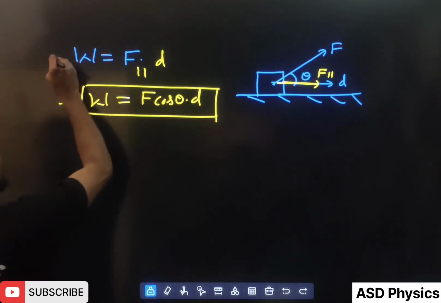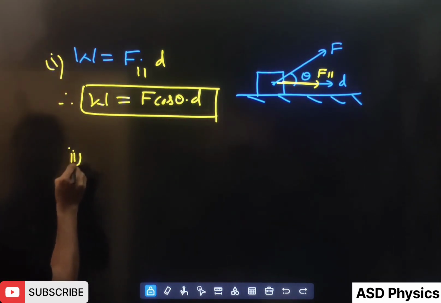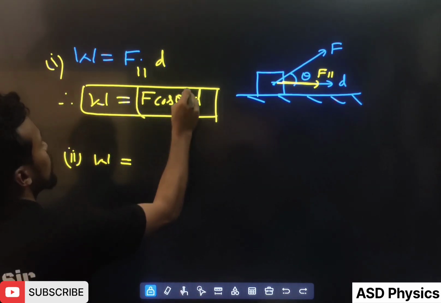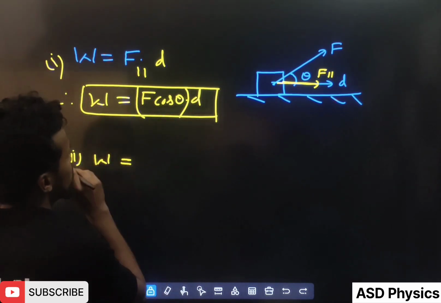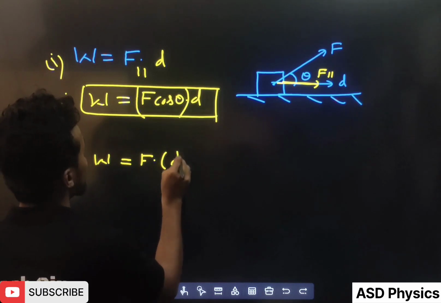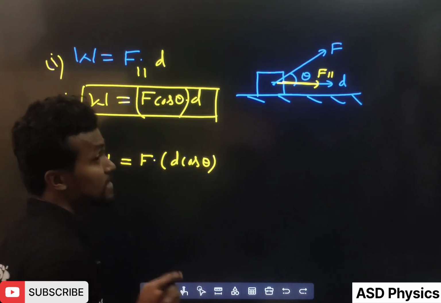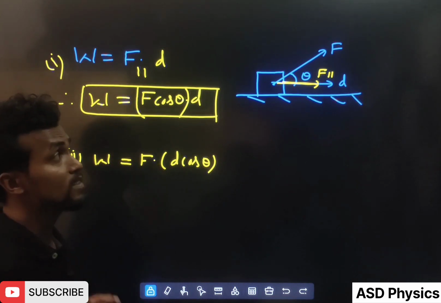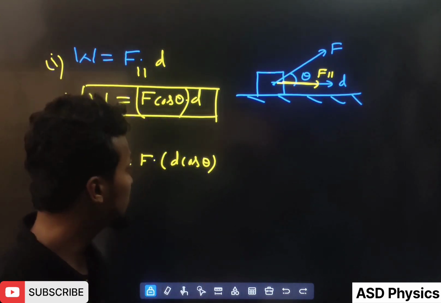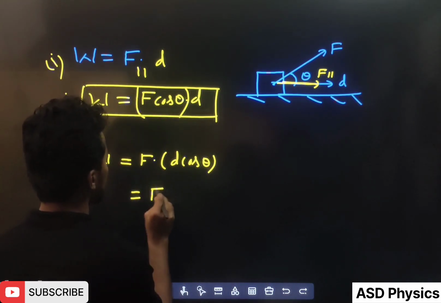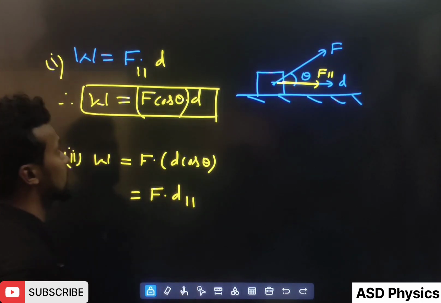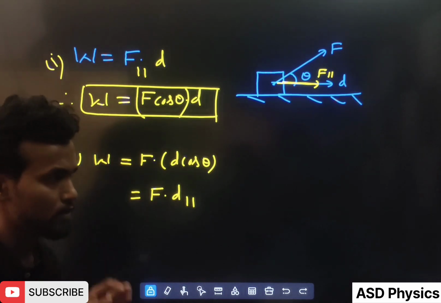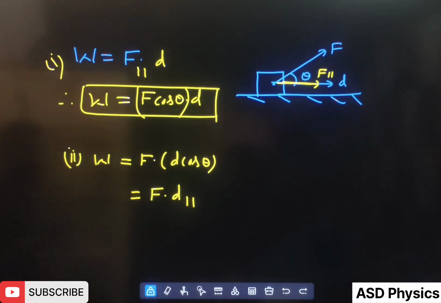Now this is the first situation. Similarly, we can write F into d cos theta also. That means work is the product of force and the component of displacement along the direction of the force. So we can write F into d parallel also. Maybe the force is parallel to d, maybe the displacement is parallel to F. Remember this, because this basic is very, very important.